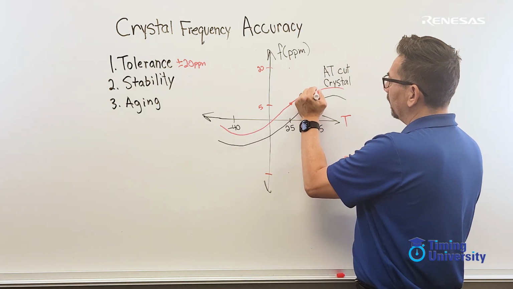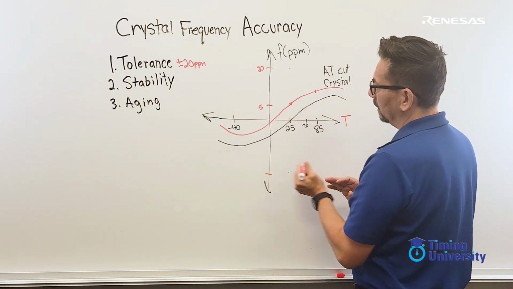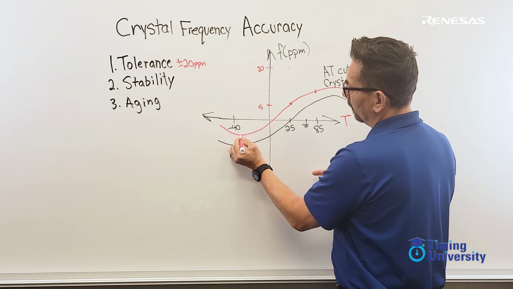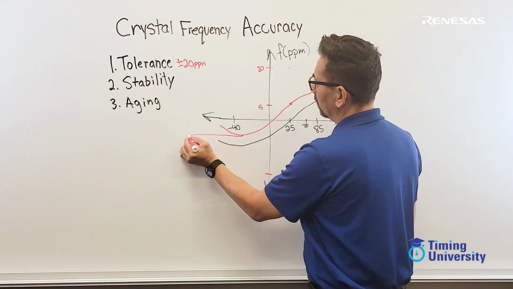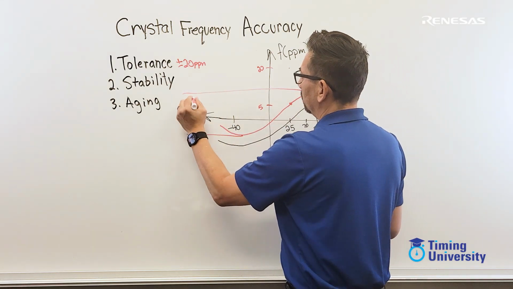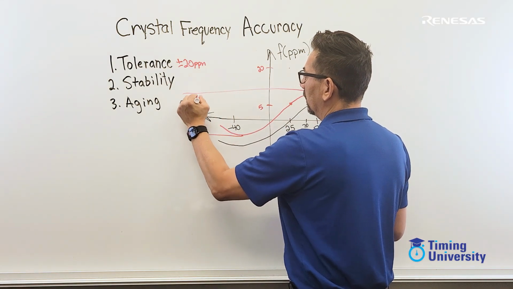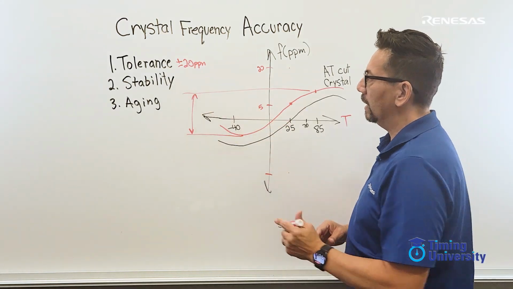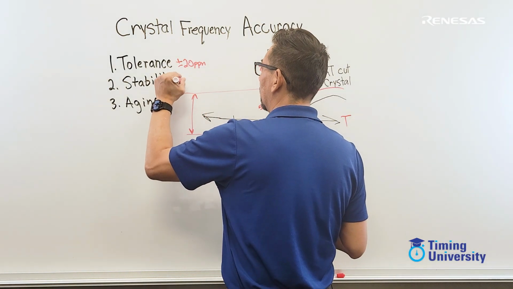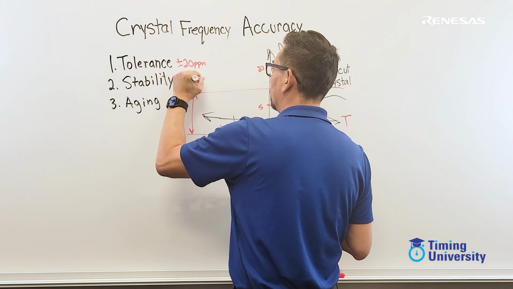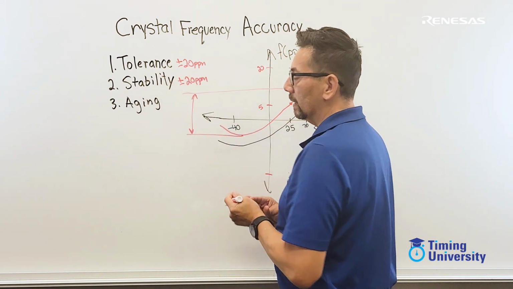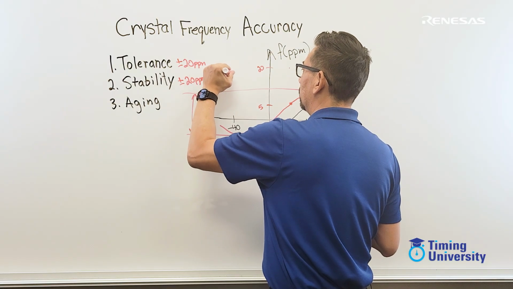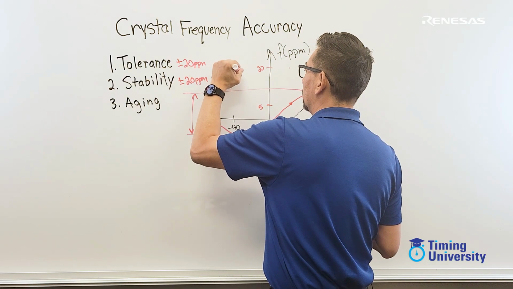So if we look at 85C, this would be the max point. And at minus 40C, in this range, the minimum point would be here. So if we were to measure the distance between these two, that variation is called the stability. A standard spec is plus or minus 20 ppm. And again, the temperature is important, so we can say minus 40 to 85 degrees Celsius.